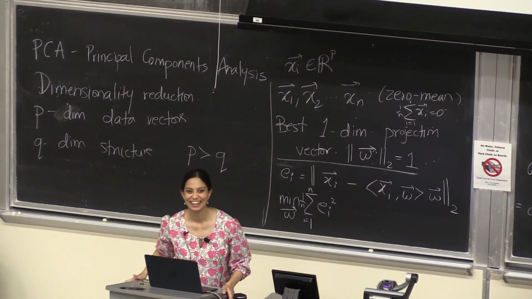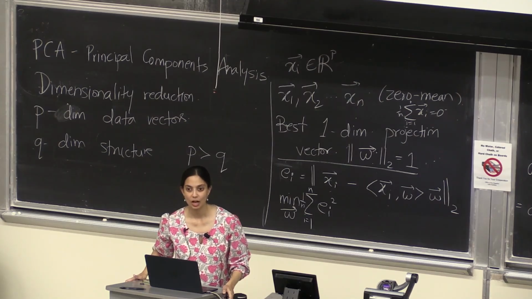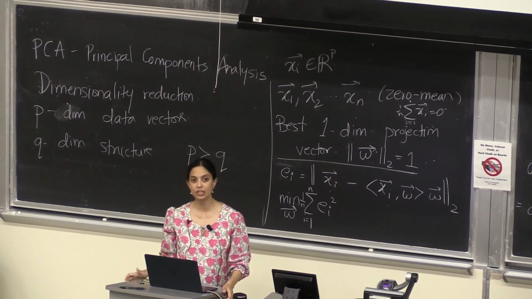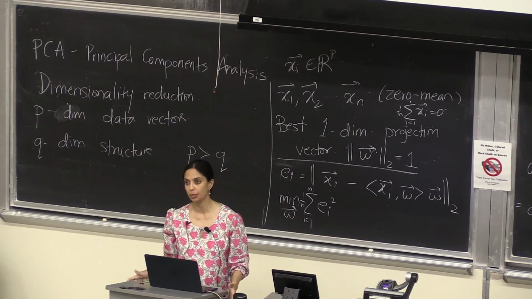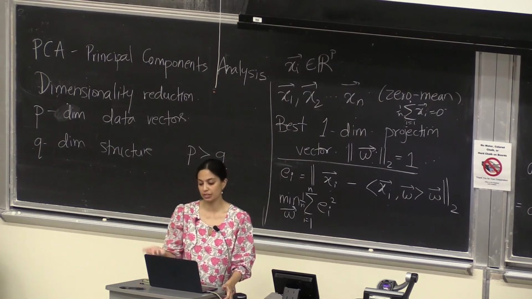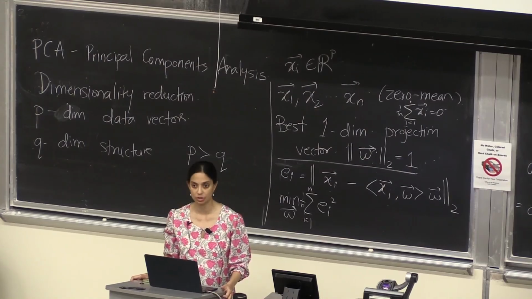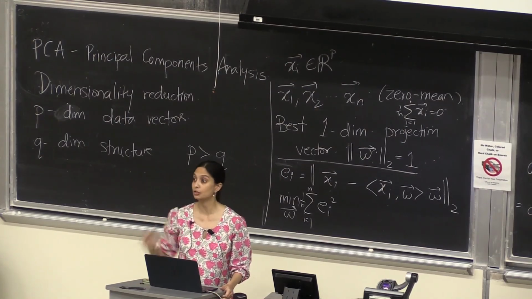Can you always interpret the principal component vectors? Sometimes yes, sometimes no. In this case, for example, I don't really have a particular interpretation of what these are. I can't visually see it, but it depends on your application. Sometimes yes, sometimes no.